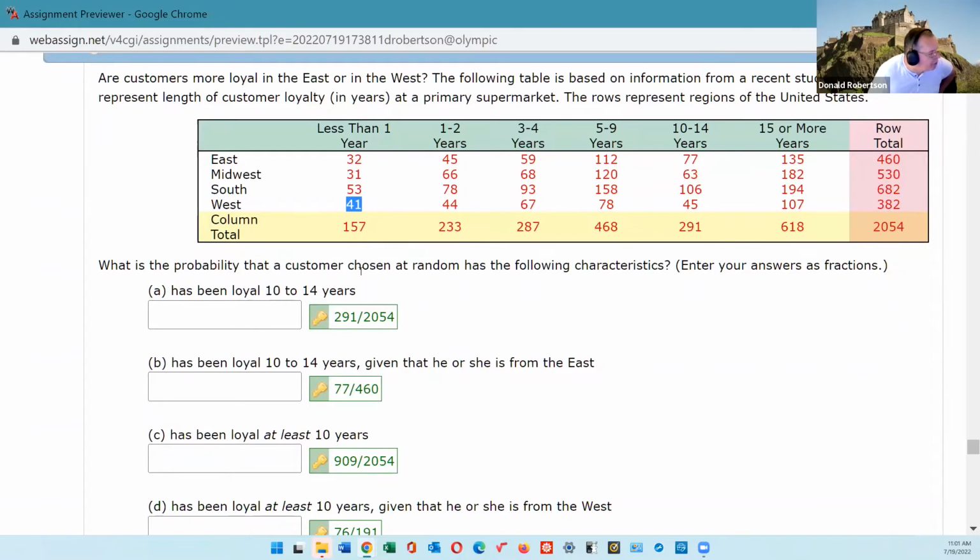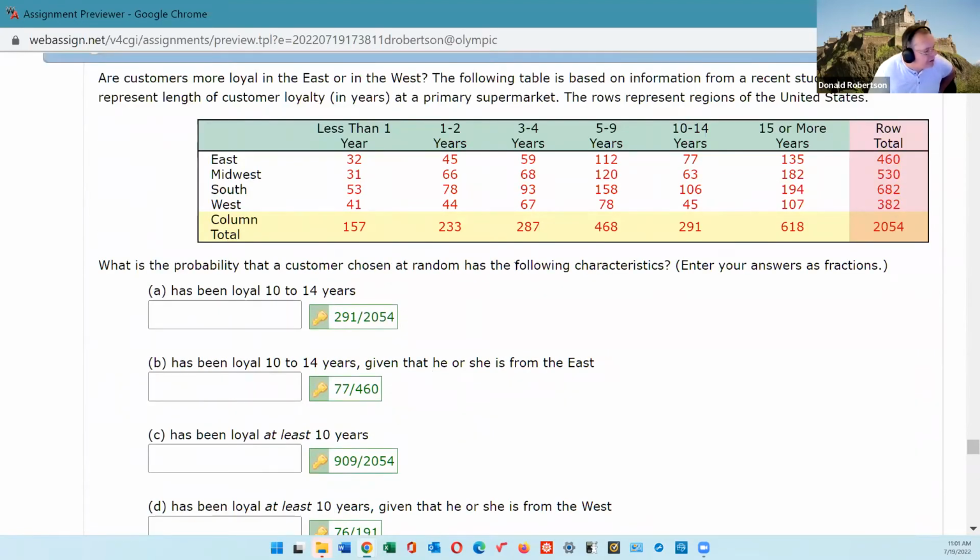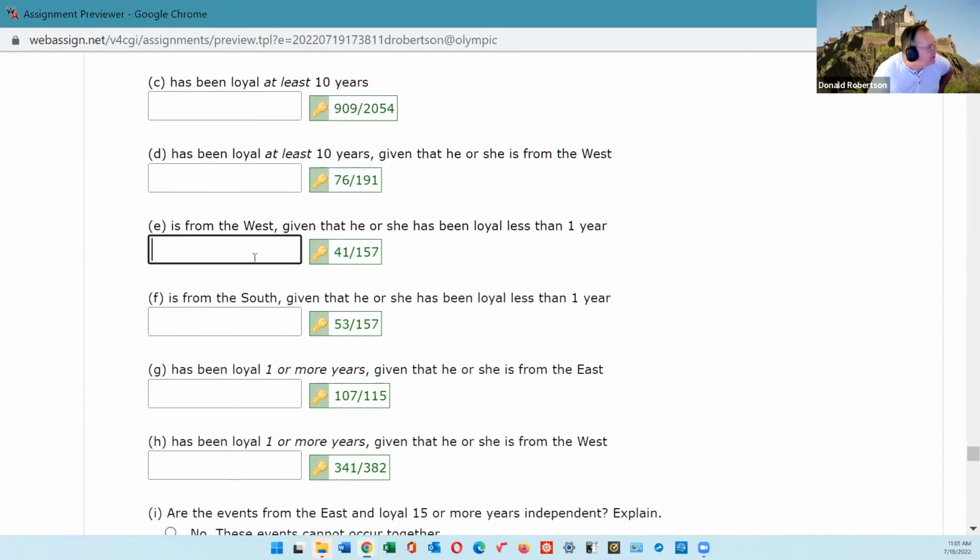What is the probability that a customer chosen at random has the following characteristic? So the first one has been loyal for 10 to 14 years. Now if you go 10 to 14 years, can you see that's that 291 out of everybody? Can you see where those two numbers are coming from? If I asked you, is the West given, so I better put, what is the probability then that a customer chosen at random is from the West, given that he or she has been loyal for less than a year? So let's see where these numbers came from.